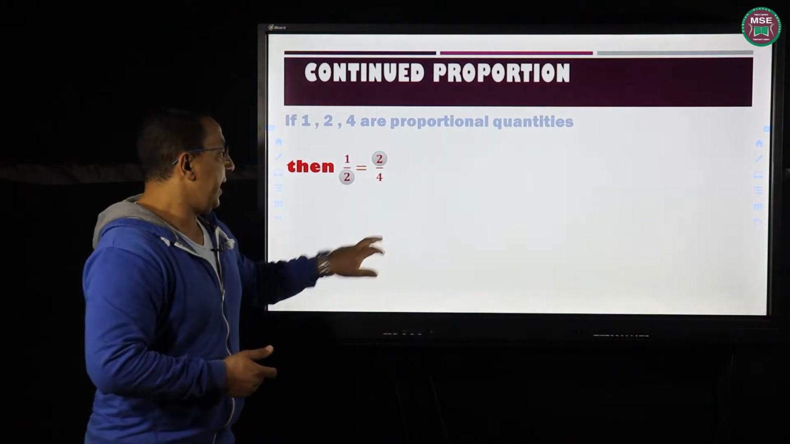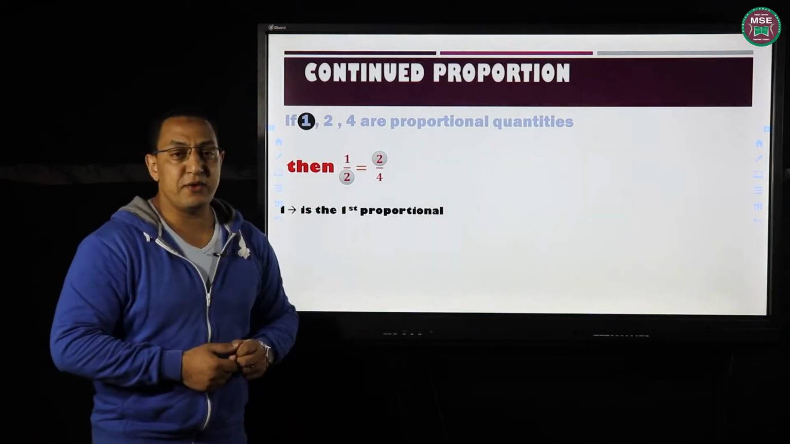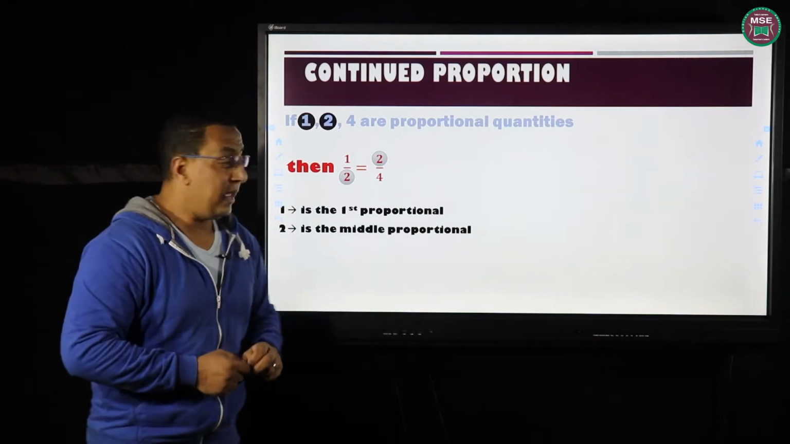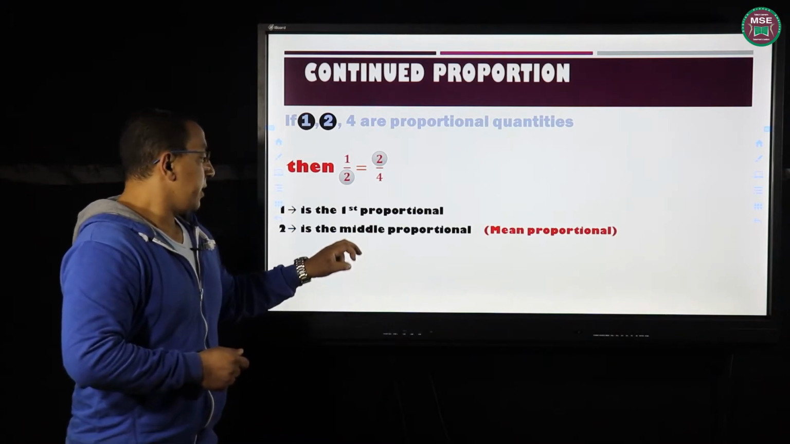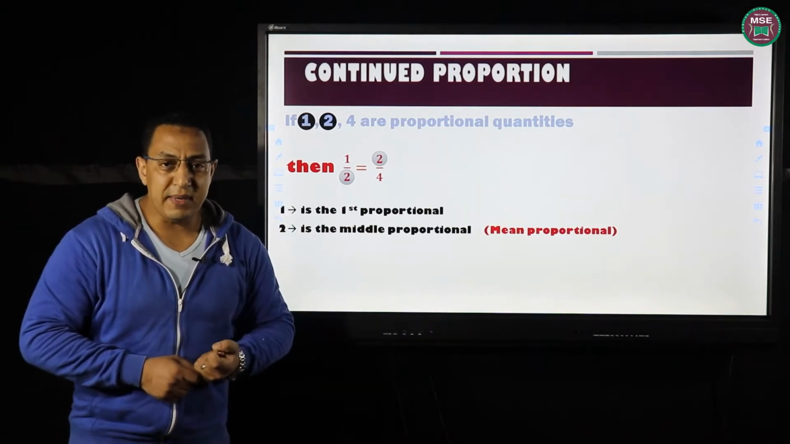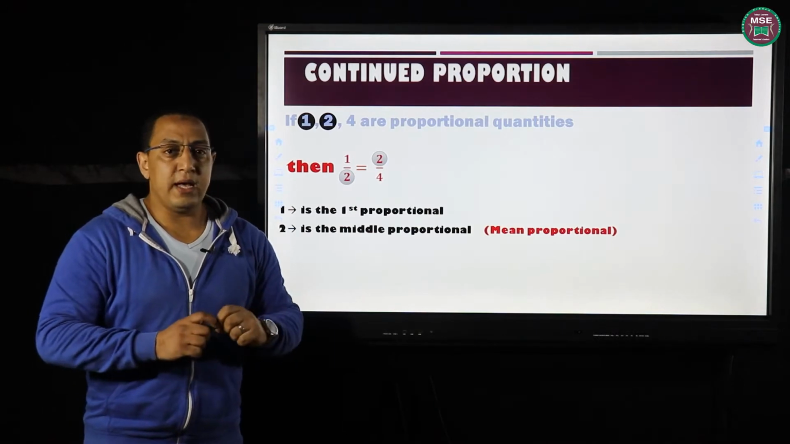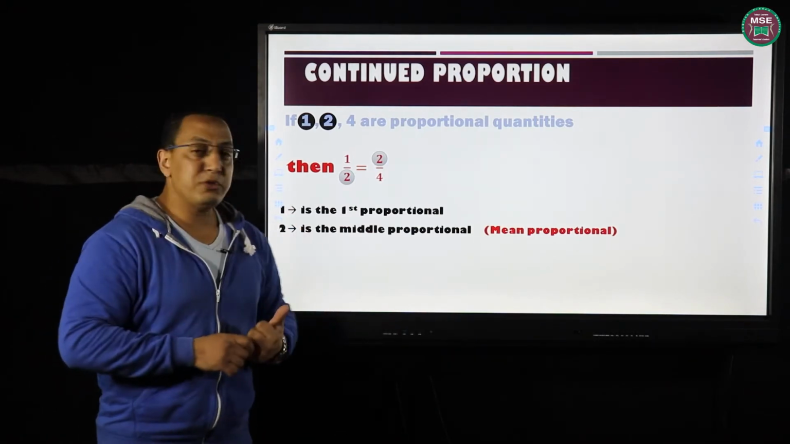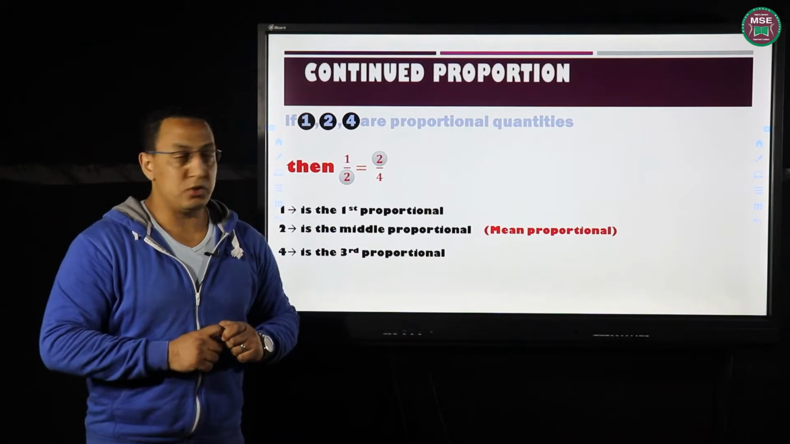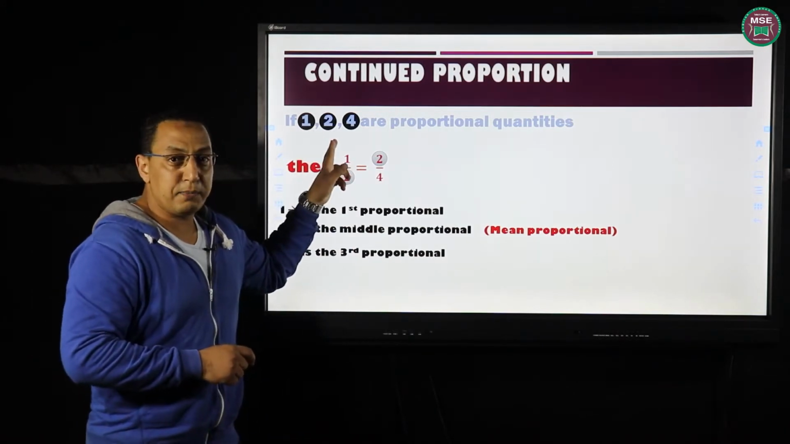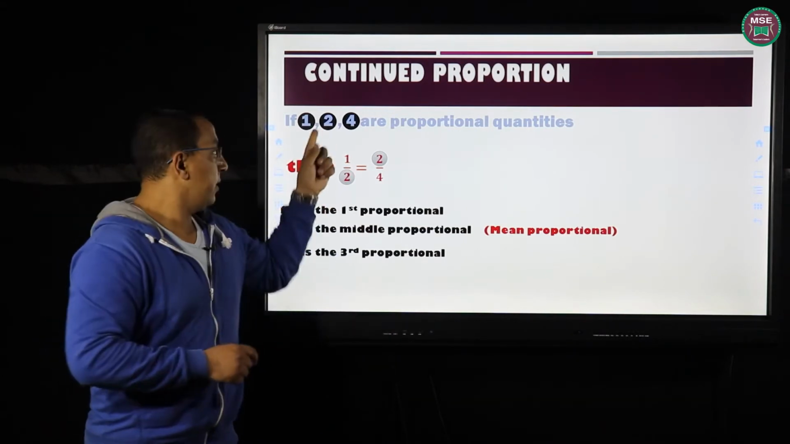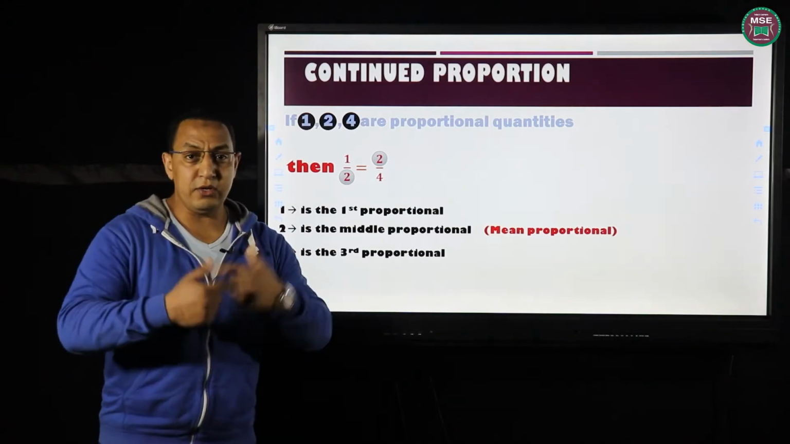In that case, 1 is called the first proportional, 2 is called the second proportional, and 4 is called the third proportional. Here, 2 is also called the mean proportional or middle proportional or second, but the common name here is middle proportion or mean proportional. So I have first proportional, second proportional, third proportional, or the middle or mean proportional. I mean the number 2.